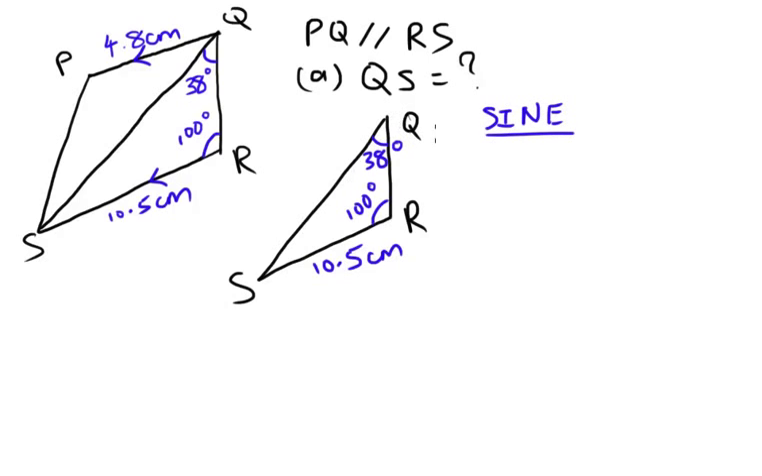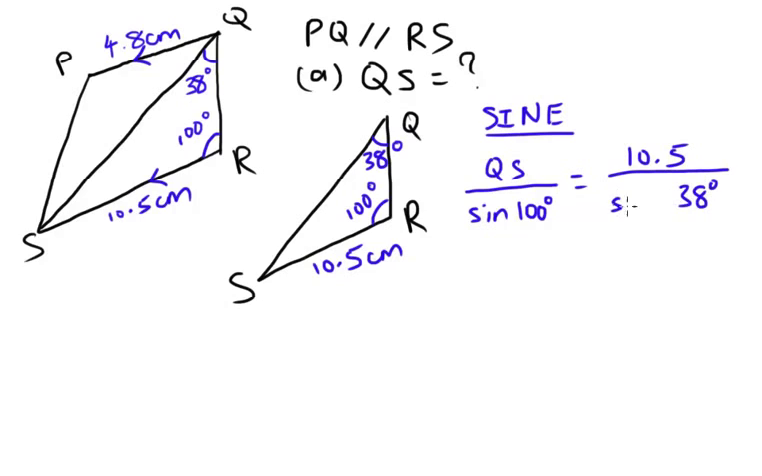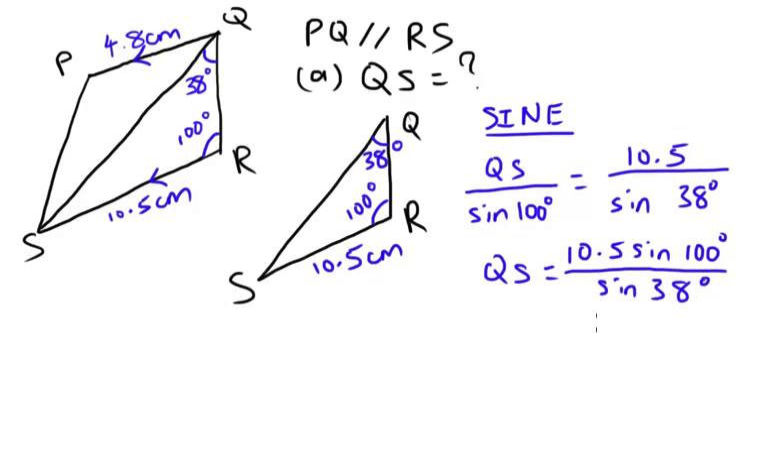Therefore, we want to get QS. So QS over sine of the opposite of QS, which is 100 degrees, equals to the pair we have, which is 10.5 cm over sine 38 degrees. So QS is equal to 10.5 sine 100 degrees over sine 38 degrees. So what is sine 100?